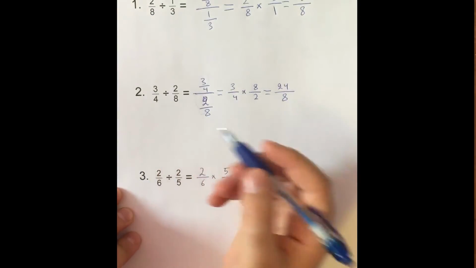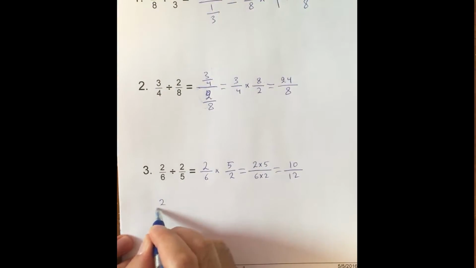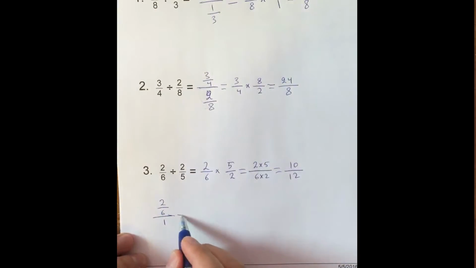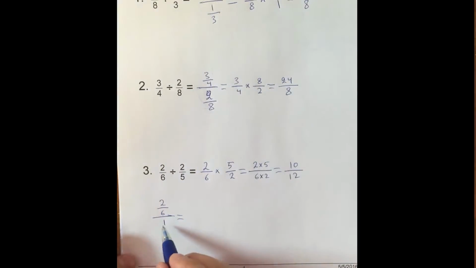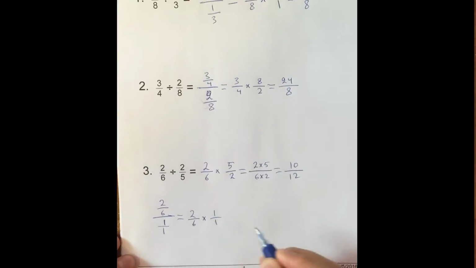Sometimes you may get questions like this. Let's say you have 2 over 6 over 1. Okay, now you might say, okay, what should I do? Well, remember, any number that doesn't have a denominator, the denominator is automatically 1. So this number doesn't have a denominator, the denominator is 1. So you can write it as 2 over 6 times, because even if you flip this, it's still the same, 1 over 1.